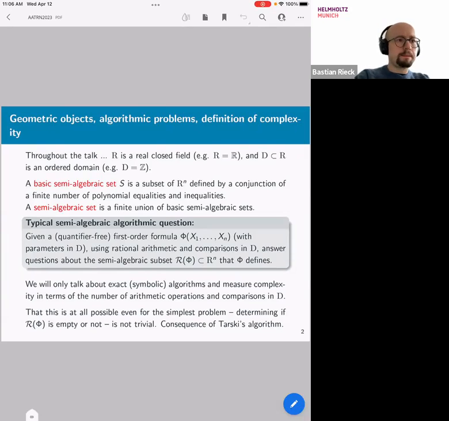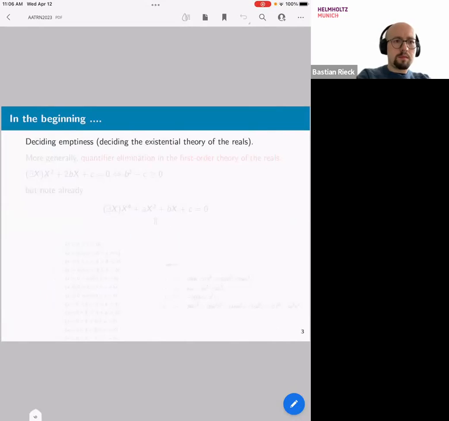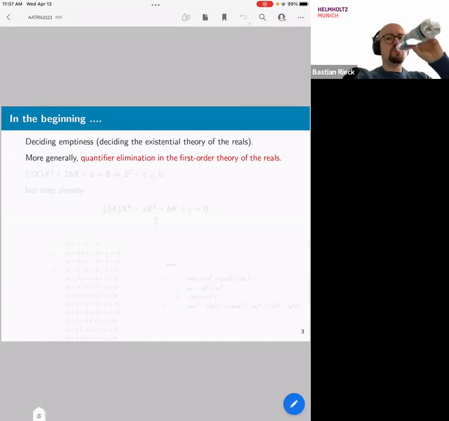That's already not trivial, but this is a consequence of a theorem of Tarski about the decidability of the first order theory of reals, and more generally, the fact that there is a quantifier elimination algorithm in the first order theory of reals. So maybe for people in the audience who are not so familiar with quantifier elimination, let me point out an example that almost all of us are familiar with.